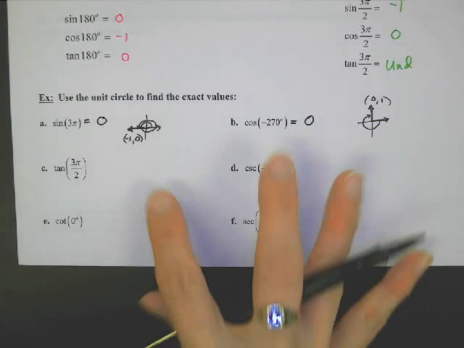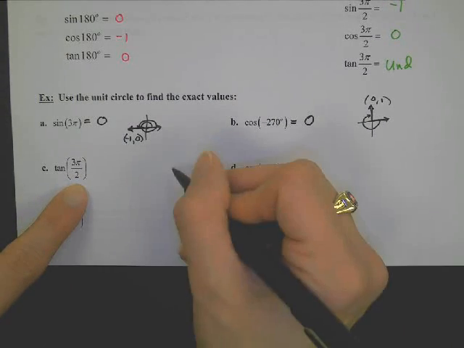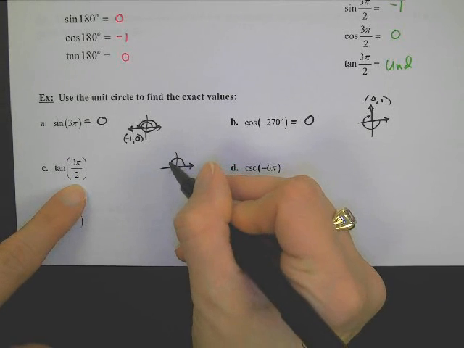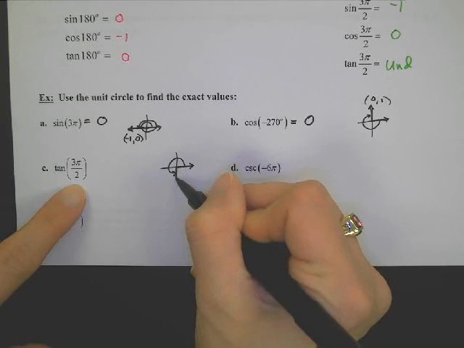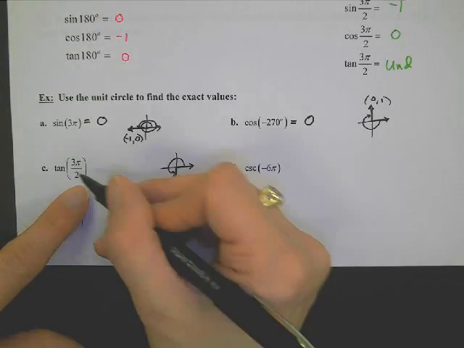Okay, let's keep going. If these doodles help, I highly recommend them the first couple days. 3 pi over 2. Where is 3 pi over 2? 1 out of 2, 2 out of 2, 3 out of 2. So we're just doing the quadrantal angles for today. We'll do the other ones tomorrow.